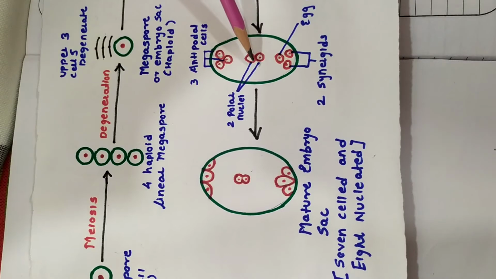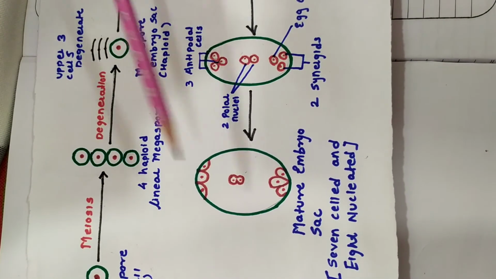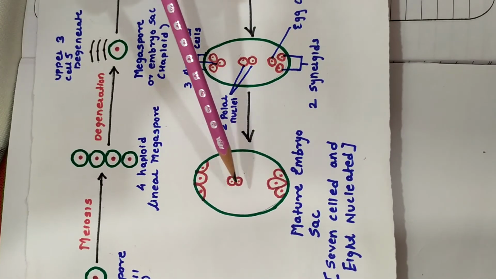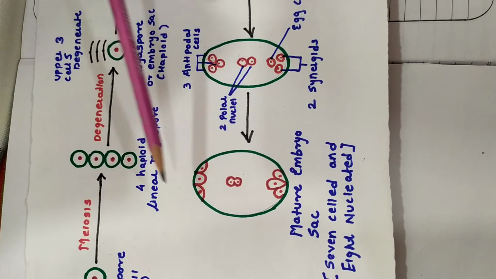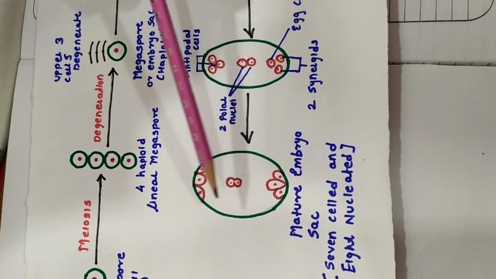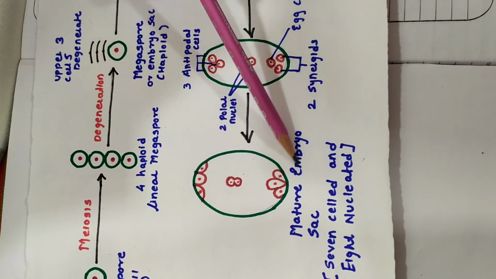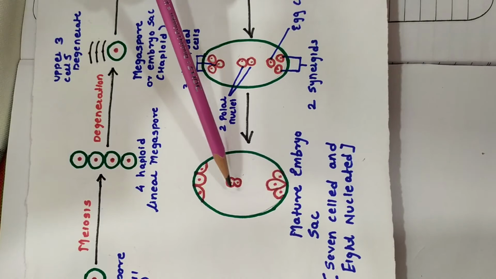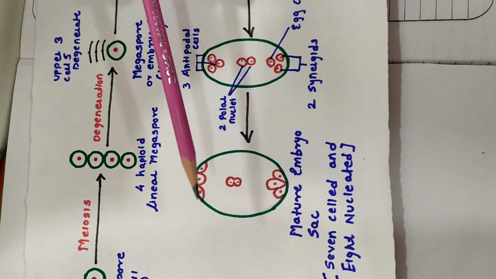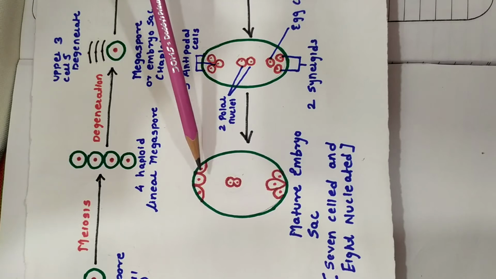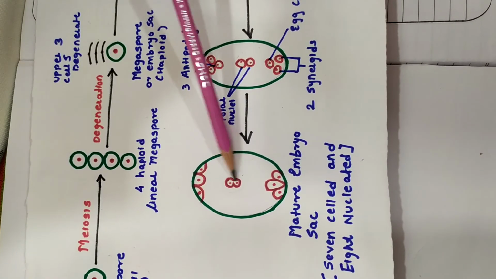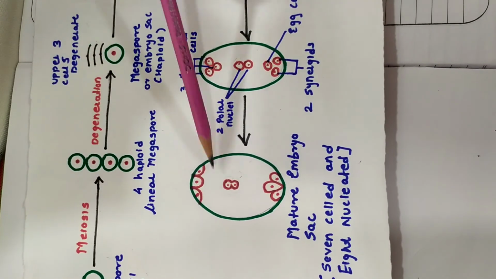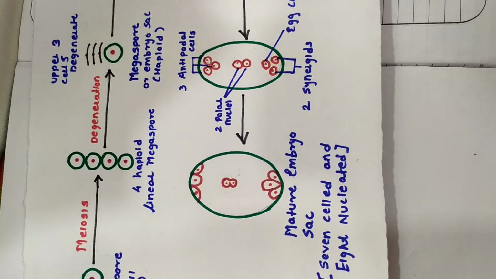What happens here? The nuclei will not fuse, and you will get 2 nuclei. Here fusion of cytoplasm will take place, but fusion of nuclei will not take place. Because of this, there is a 7-celled and 8 nucleated structure. You can see 1, 2, 3, 4, 5, 6 and 7 cells. Nuclei will be 1, 2, 3, 4, 5, 6, 7, 8. Why? Because fusion of nuclei has not taken place, while fusion of cytoplasm has taken place.